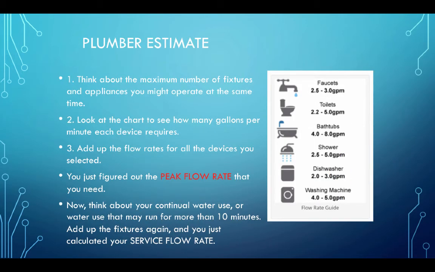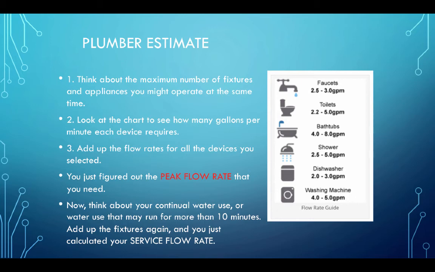Another way would be to consider the fixtures in a house that might be operated at the same time. Here's a diagram that shows different flow rates for different kinds of fixtures. If you add up all the flow rates for the devices you selected, you've just figured out the peak flow rate that house would need. So depending on how many teenaged boys and girls you have in your home, you could just turn everything on and add all those numbers, and that's the maximum flow rate that your house would need.